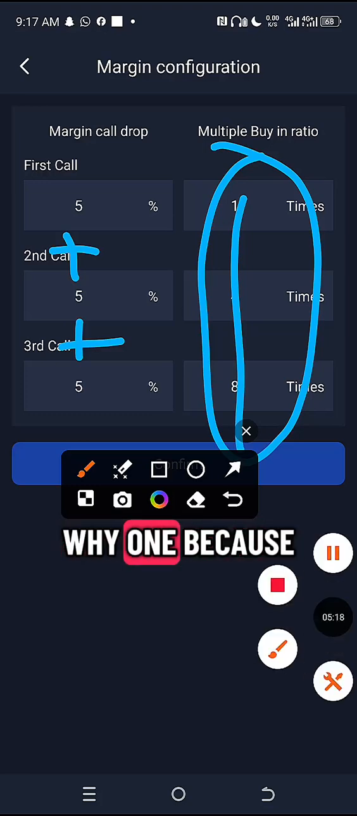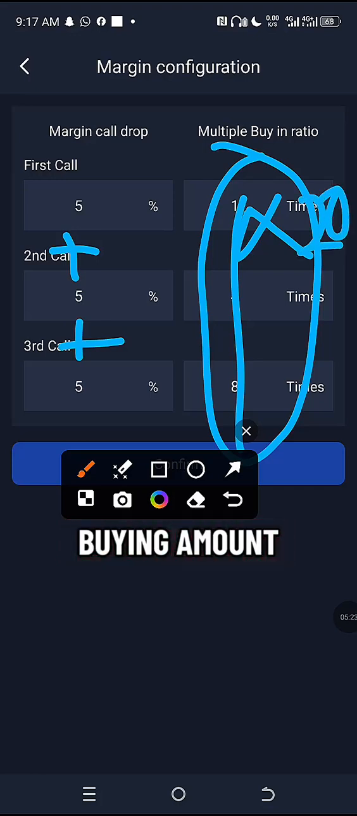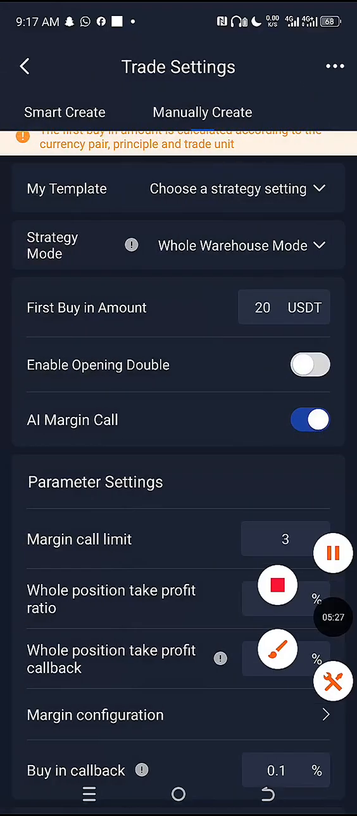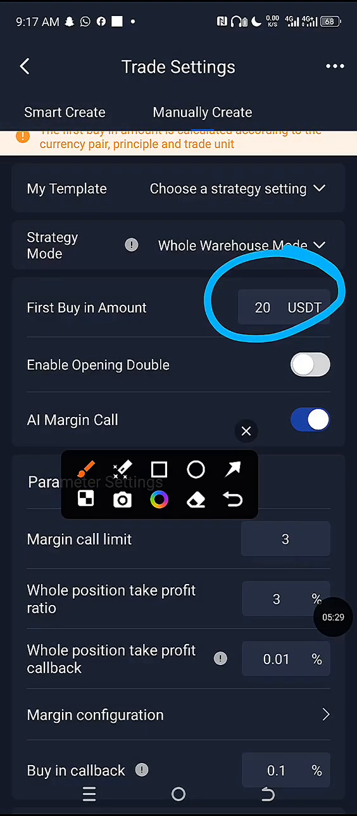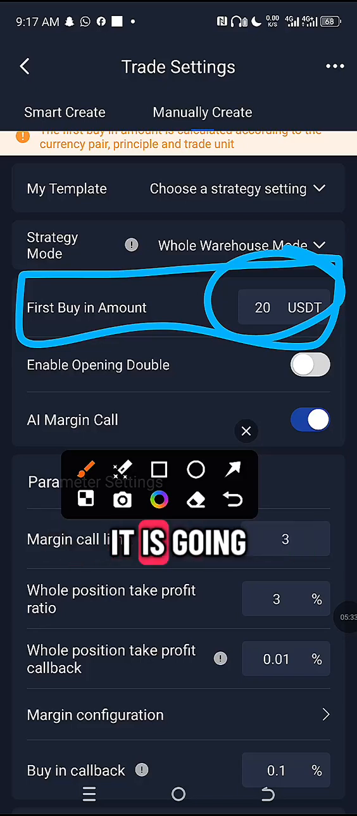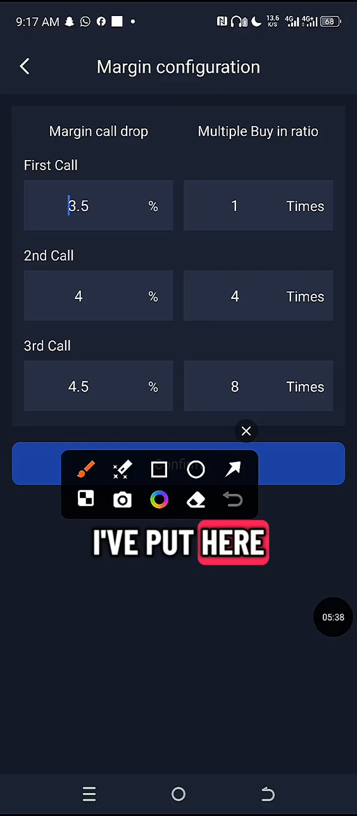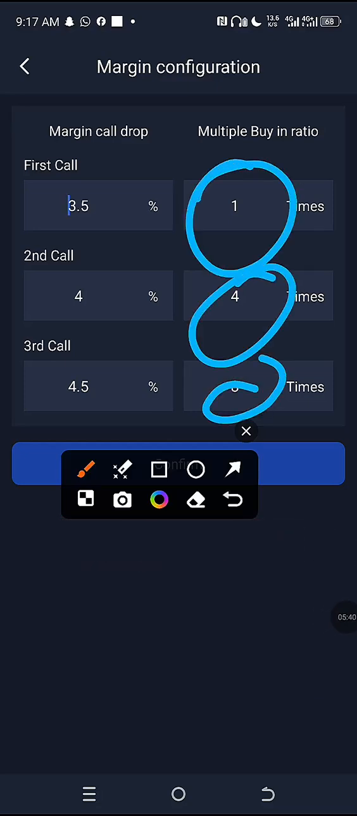Why 1? Because it is going to be the number you've put here times your first buying amount. For me, remember, it is 20. This one here. This first buying amount here. So me, it is 20. So it means every time the robot drops, it is going to invest 20 times the number I've put here. I hope you get it.